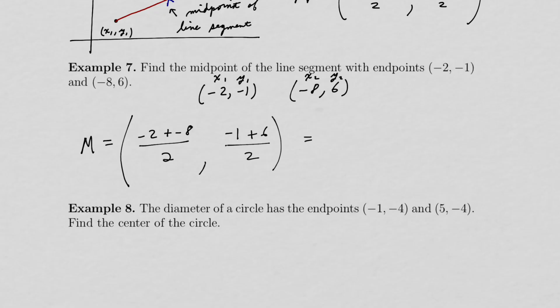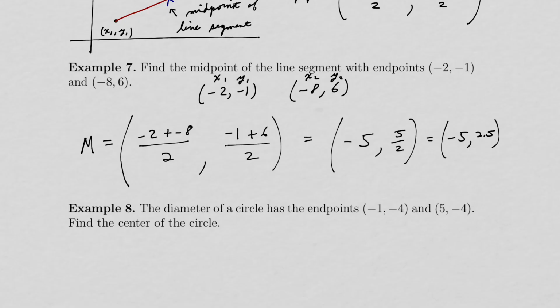So what is that? Well, if you work this out, -2 plus -8 is -10, divided by 2 is going to be -5. And then for the y, I have -1 plus 6, that's 5, divided by 2 is 5/2. So that would be the ordered pair of the midpoint of that line segment. By the way, if you want, you could write this in terms of decimals too. I could also write it as (-5, 2.5).